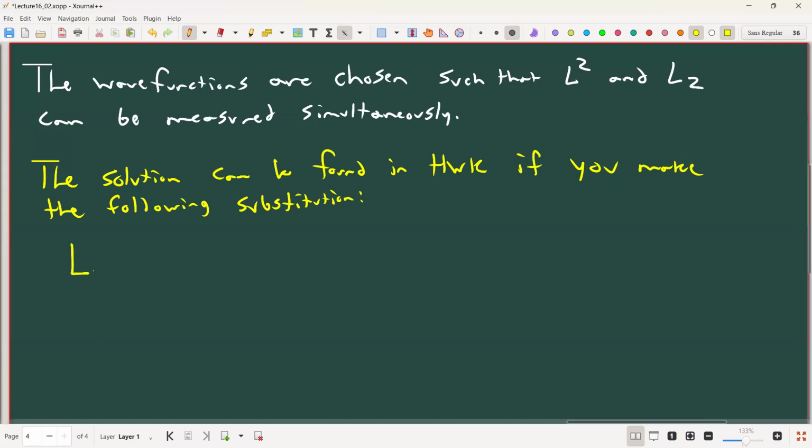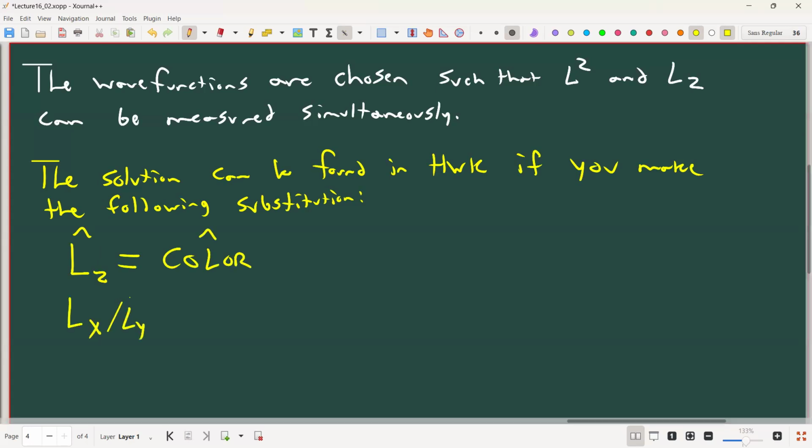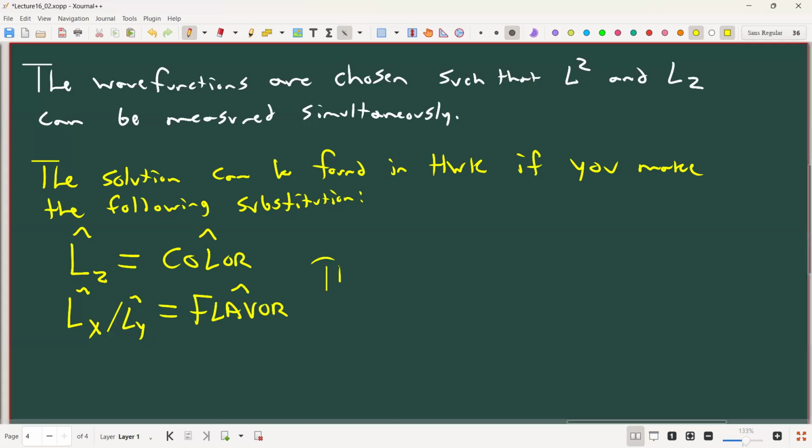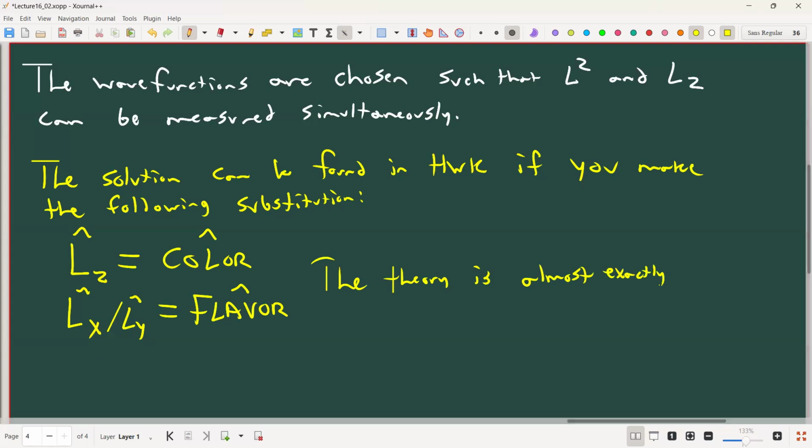If you let LZ, this LZ box, be color, and LX or LY, you can choose either one, as being flavor, the theory is almost exactly equivalent. Right? What did we learn about color and flavor?